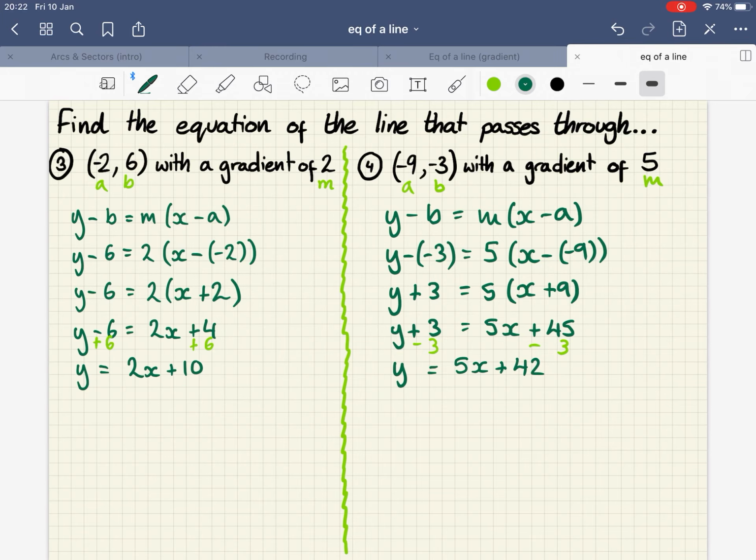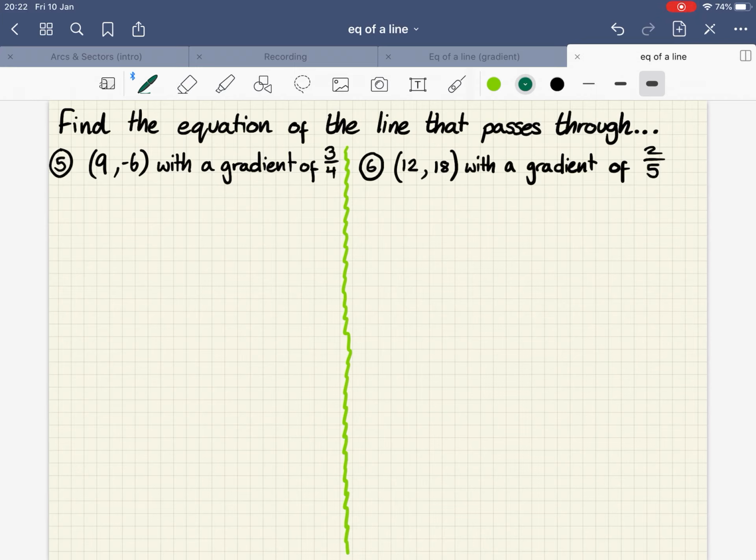Okay, so that's where all our gradient is a whole number, but it can be a bit trickier when we have a fraction like this. So, again, going to start off the exact same way as before. That's my a, b, and my m. So I've got y minus b equals m bracket x minus a. So I've got y minus negative 6 equals 3 over 4 bracket x minus 9. Just going to neaten it up very quickly.